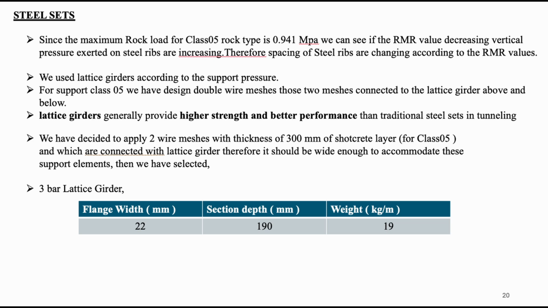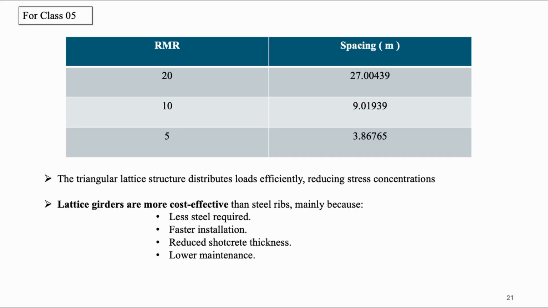Steel sets. When it comes to steel sets, they are an essential component for unstable ground conditions. We used 3-bar lattice girders as the steel sets for support class 5. When the RMR value decreases, vertical pressure exerted on steel sets increases. Therefore, spacing between steel sets changes with RMR values. For support class 5, we have designed double wire mesh connected to the lattice girder above and below. Lattice girders provide higher strength and better performance than traditional steel sets.